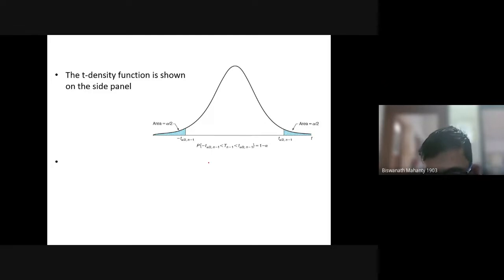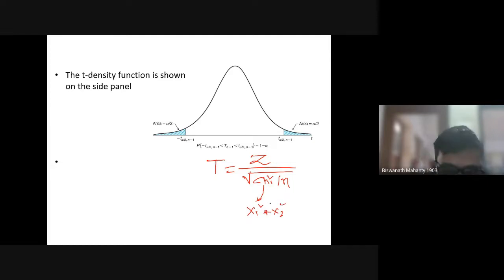Then what is the definition of T? The definition of T you should understand. T distribution means, I told you, it was Z divided by the square root of chi-square by n. What is chi-square? Chi-square is actually x1 square plus x2 square. That is called chi-square. So basically the sum of squares by n. Am I clear? This is chi-square. So Z by something is called T.